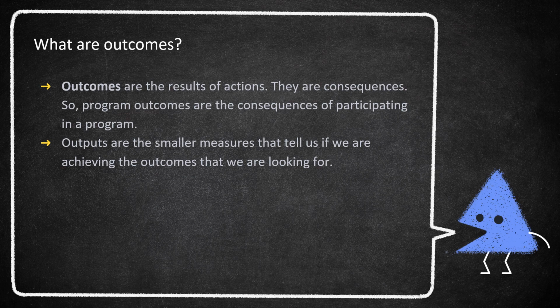All right, so let's talk about outcomes. We mentioned in the last slide that theories can explain why we get the outcomes that we're going to get. So outcomes happen as a result of an action. It's a consequence. So program outcomes are the consequence of participating in a program, and they're like the overall big pieces. Outputs are smaller measures that tell us if we're achieving the bigger outcomes that we are looking for.